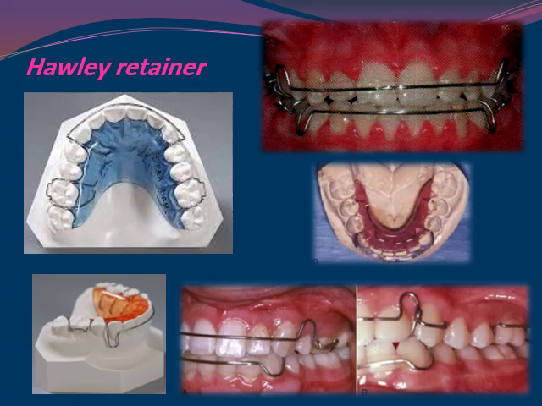The other modification, reverse U-loop, can be added to the Hawley retainer to control the canine position, such as in cases when there is a defect or problem in the canine position. So we add a reverse U-loop to get more control on the canine position.